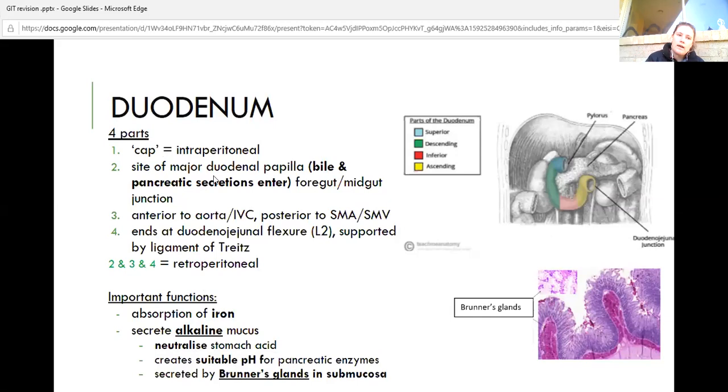Then the second part is where the major duodenal papilla is, which is where the bile and pancreatic secretions enter. And it's also the junction between the foregut and midgut. And then the third part is anterior to the aorta and the IVC, down here. And then the fourth part ends at the duodenal flexure, which is supported by the ligament of Treitz.